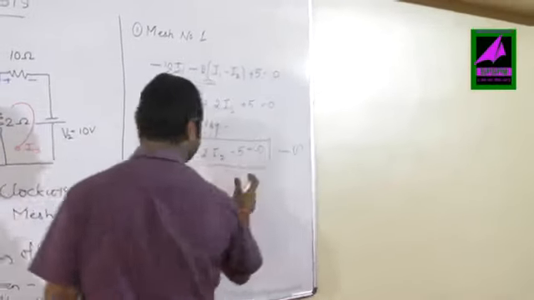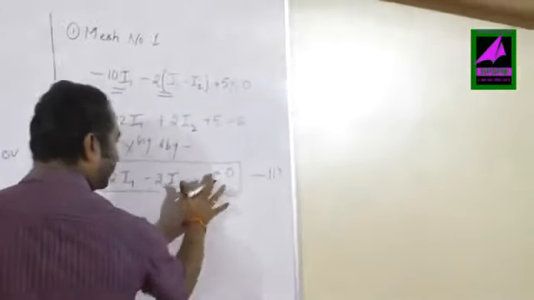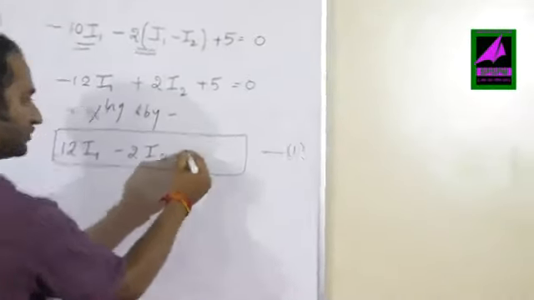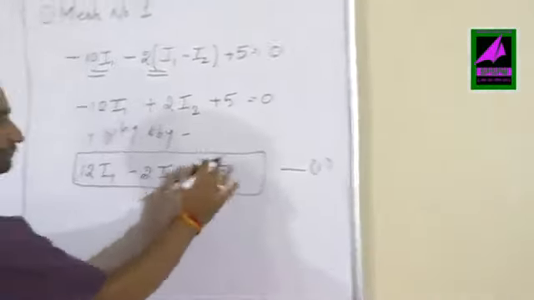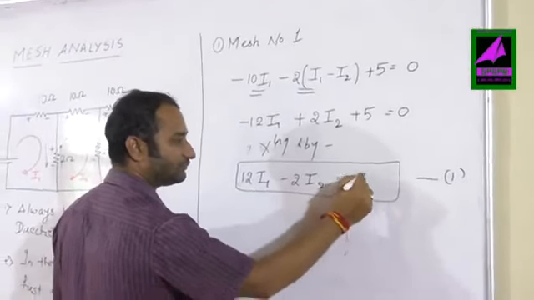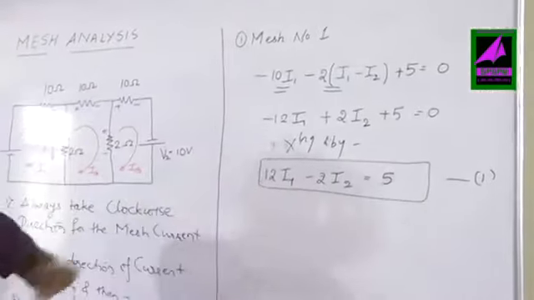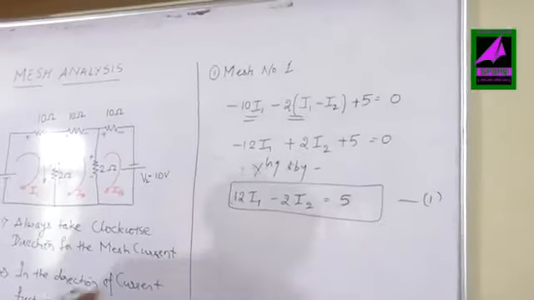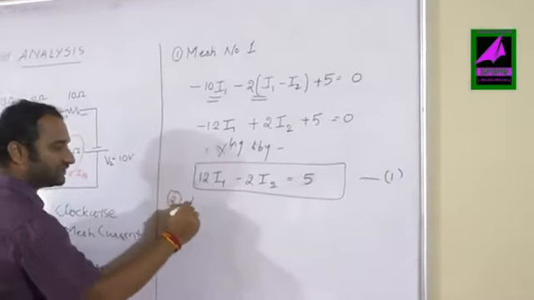Now here one modification we will also do. Now I take the constant on the RHS. So minus 5, if it goes to the RHS, it becomes plus 5. This is your equation number 1. Similarly, I will apply the same thing to mesh number 2.